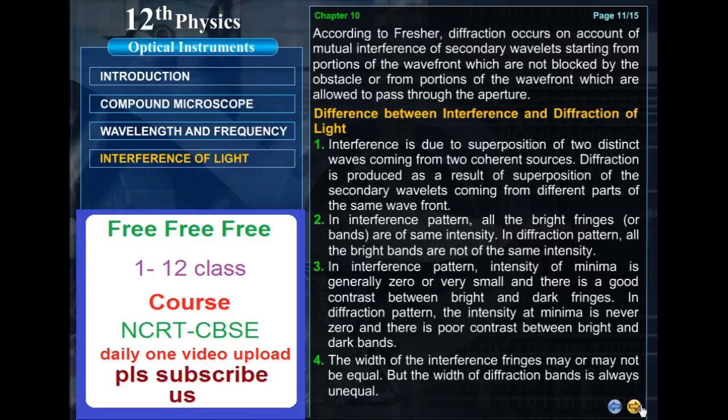In interference pattern, intensity of minima is generally 0 or very small, and there is a good contrast between bright and dark fringes. In diffraction pattern, the intensity at minima is never 0, and there is poor contrast between bright and dark bands. The width of the interference fringes may or may not be equal, but the width of diffraction bands is always unequal.